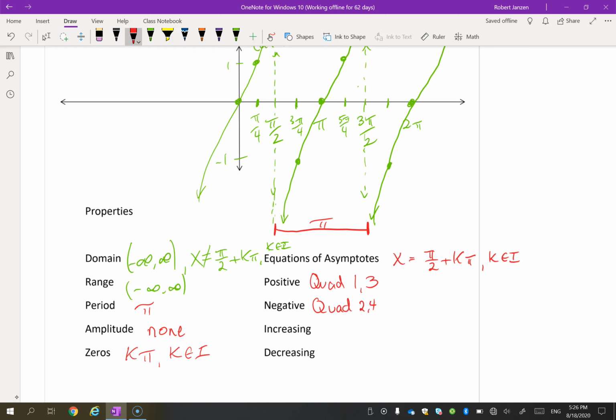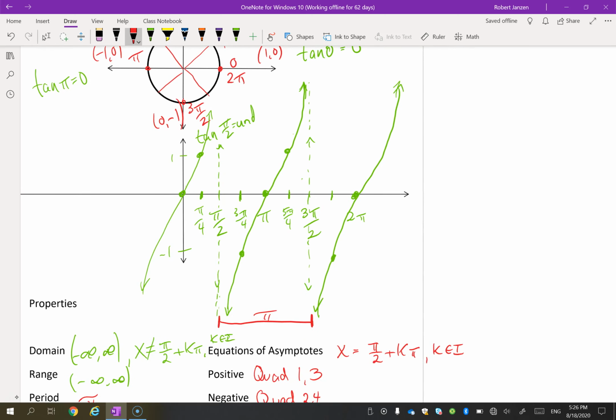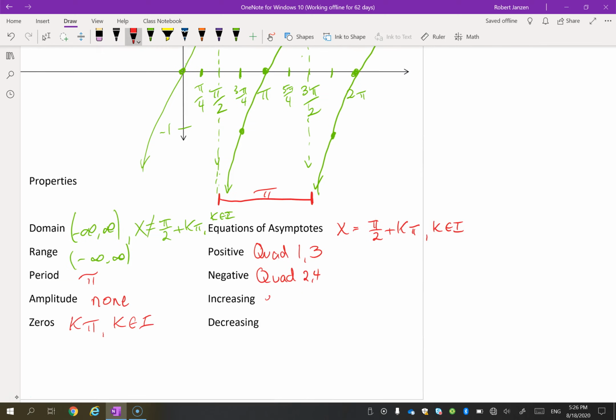Where is tan increasing? Well, if you look at this graph and you look left to right, it's always getting bigger. So increasing everywhere. Decreasing nowhere.